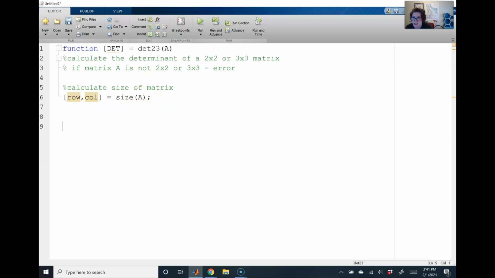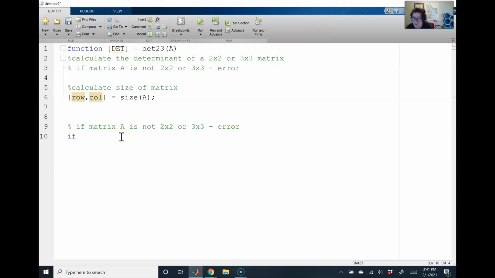So we're going to check if the matrix is not 2 by 2 or 3 by 3, have an error. So we're going to say if row is not equal to 2, or how do I want to do this?